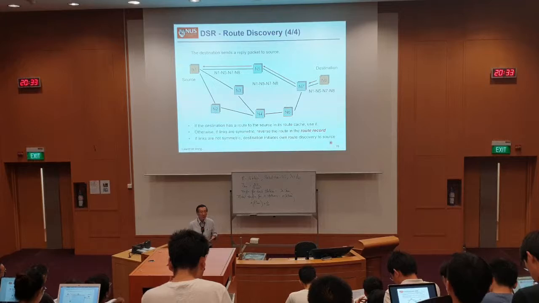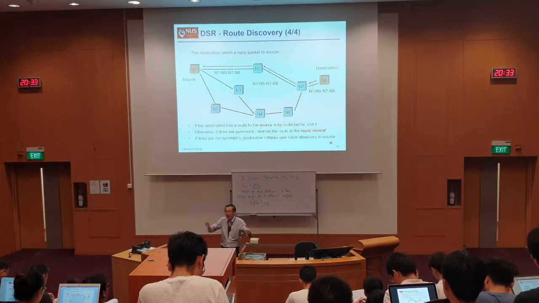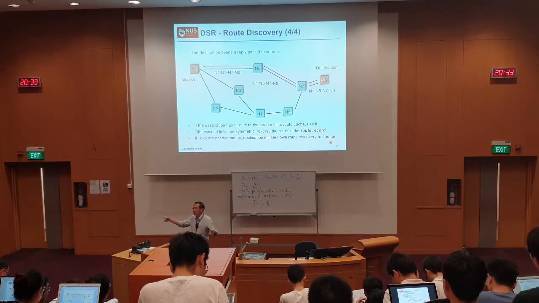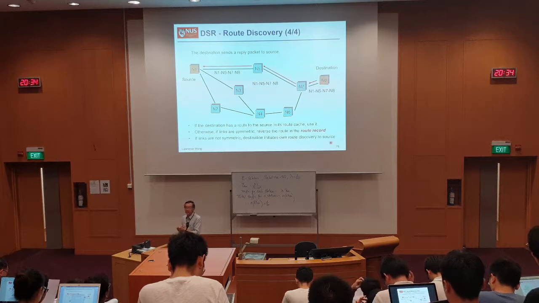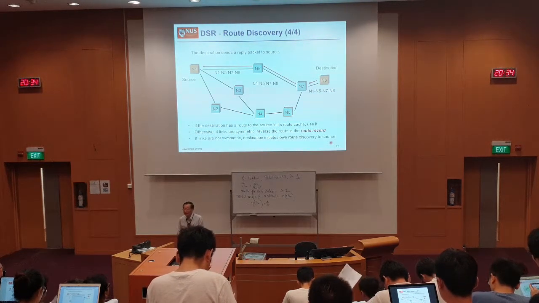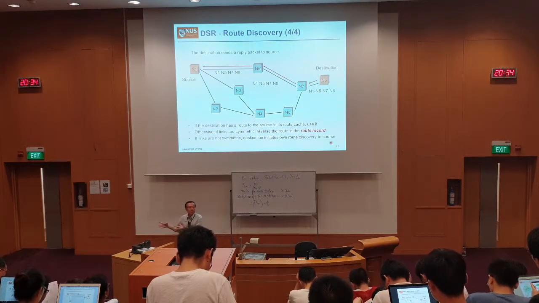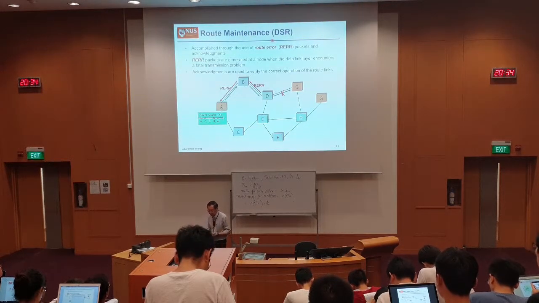Okay? So, in DSR, you keep adding the address of the intermediate nodes into the packet that is trying to discover the route. They don't call it a route request packet, but that's basically what it's doing, to allow the destination to find its way back. Okay. Again, there is route maintenance when it breaks.